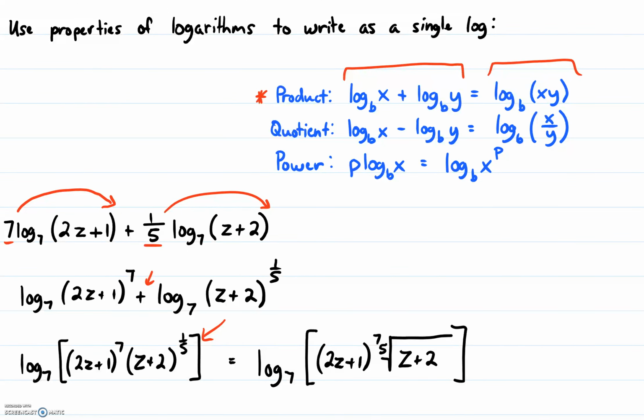But the main thing to keep in mind from this video is whenever you're condensing or writing as a single log, you want to use your power property first, and then you want to use your product and quotient properties, whichever one is appropriate for the problem that you're doing.